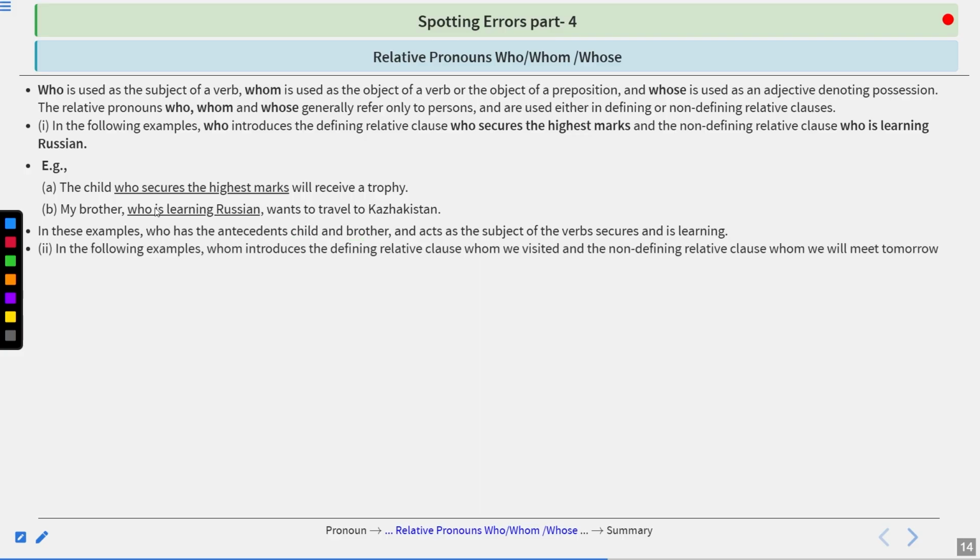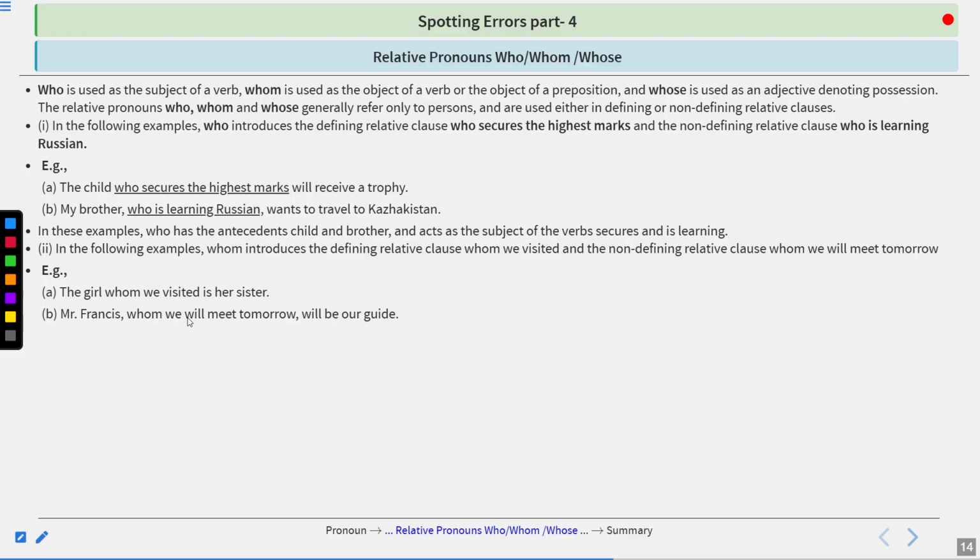In the following examples, whom introduce the defining relative clause, whom we visited, and the non-defining relative clause, whom we will meet tomorrow. The girl whom we visited is her sister. So here we have used whom. Whom is acting as the object of the verb visited. But the real object is the girl, but we haven't made the girl a real object here because we are talking about two sentences which have been combined with the help of relative clause. The girl is the antecedent of the word whom, which is a relative pronoun here.